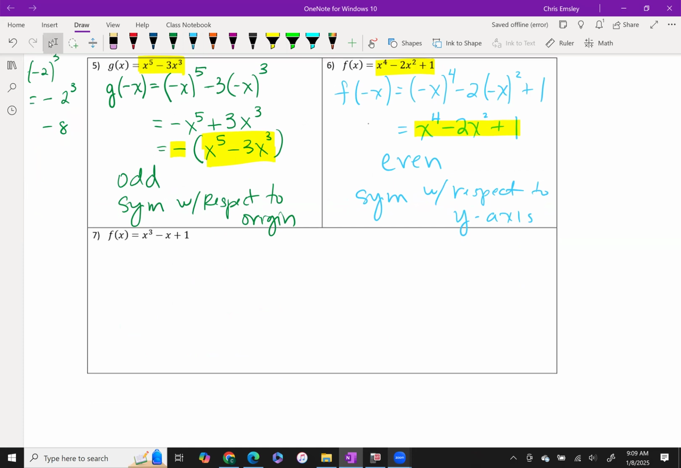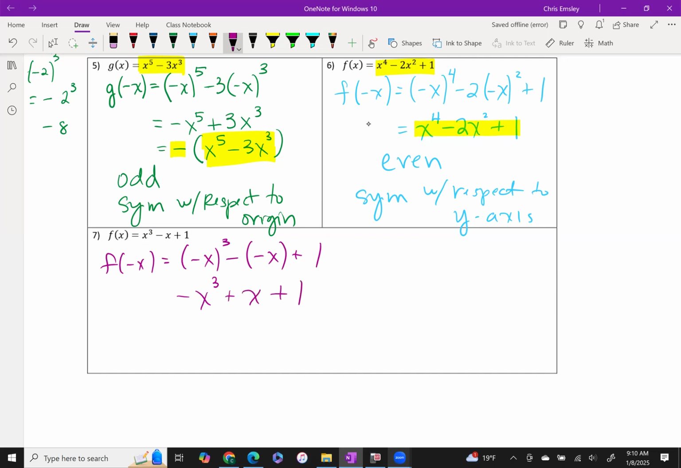And then our next example, number 7, we're going to do that same process again. We're going to plug in a negative x, get negative x cubed minus negative x plus 1. Again, odd exponents, we can just remove the parentheses. This next one is raised to the first power, so I can remove the parentheses. When I do that, I get minus a negative x, which is plus x plus 1.